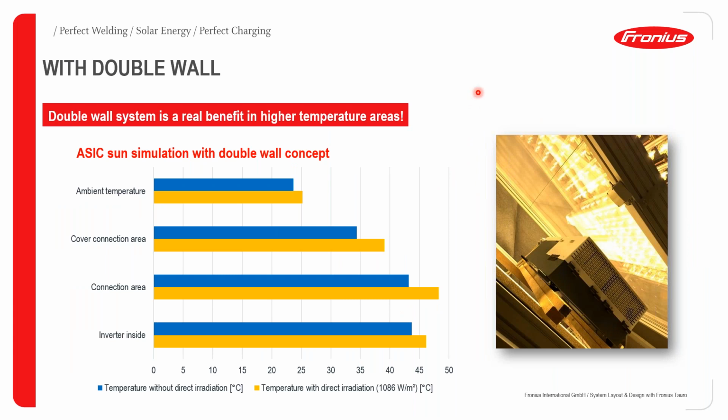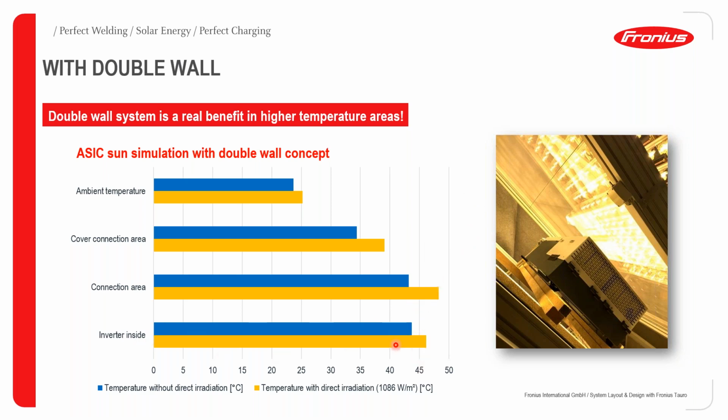With the double wall concept, the situation looks a bit different and is actually much better, the performance as far as heat is concerned. So the same simulation was done with the ISIC temperature, and we are also considering the irradiation level of 1086 watts per meter squared. And then if you look at the cover connection area as well as the cable connection area, we can see that the temperature before for the connection area was approaching 60 degrees Celsius. But in this case, we are just below 50 degrees Celsius, which is a very big difference in terms of the performance of the inverter eventually.